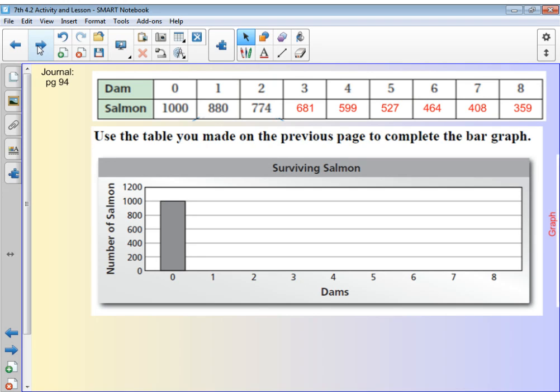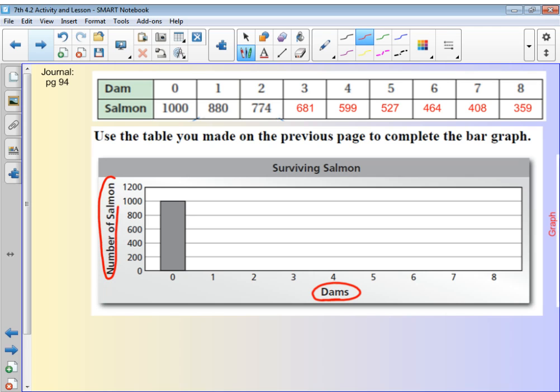So now we're going to go ahead and graph that information. Okay, so we have to make sure that we're paying attention that each of these numbers along the bottom represents our dams, and then our bars are going to represent how many salmon survived each of those dams. So as we work our way through, we started out with 1,000 salmon, and that's what our first bar represents, that at 0 dams, we had 1,000 salmon. So after they went through dam number 1, we ended up with 880. So we're going to go over to our 1, and we're going to create a bar that goes up to 880. Now the thing is each of these lines is representing 200.